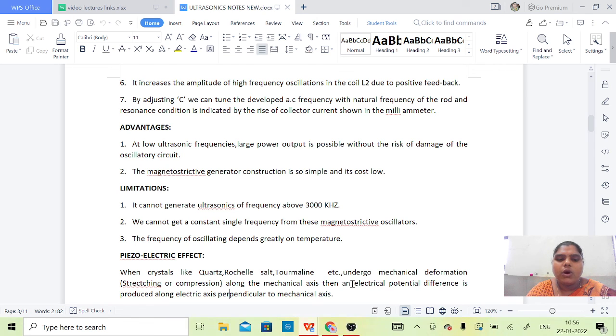And we can't get a constant single frequency from these magnetostrictive oscillators. The frequency of oscillation also depends greatly on temperature. So the frequency of oscillations is dependent on temperature.